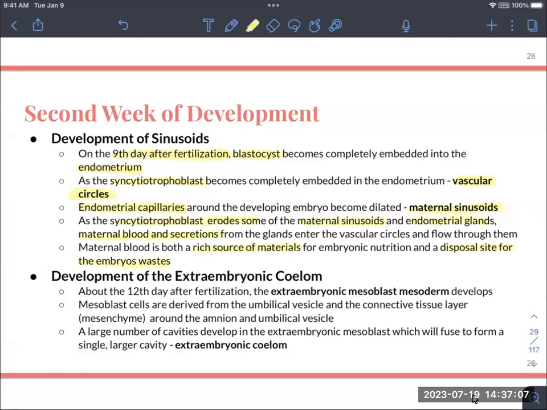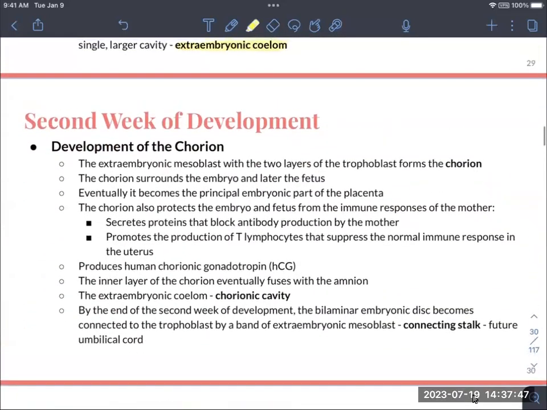By the 12th day, the extra-embryonic mesoblast mesoderm starts to develop. These mesoblast cells come from the umbilical vesicle, the connective tissue layer, the mesenchyme, and the amnion and umbilical vesicle. The area of this cavity and the extra-embryonic mesoblast will fuse. And this is known as the extra-embryonic coelom. The chorion. So the extra-embryonic mesoblast has those 2 layers.